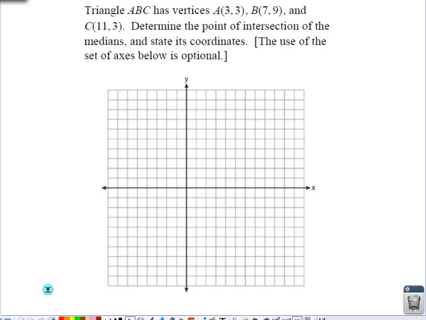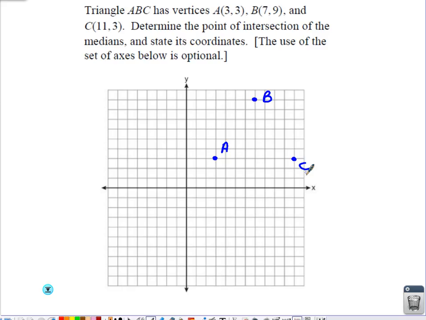Triangle ABC has vertices at 3, 3. That's A. At 7, 9. That is B. And at 11, 3. That's C. You're asked to determine the intersection of medians and state the coordinates.